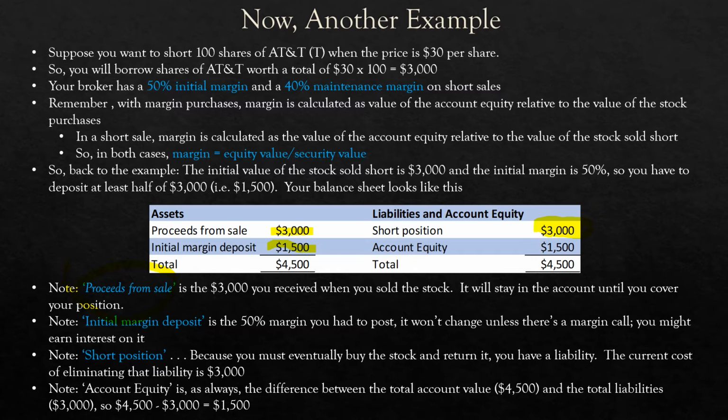Another thing to note, account equity is, as always, the difference between the total account value, which is right here, $4,500, and the total liabilities, which are $3,000. So again, total liability, short position right up there. So $4,500 minus $3,000 is $1,500. So that's your account equity.